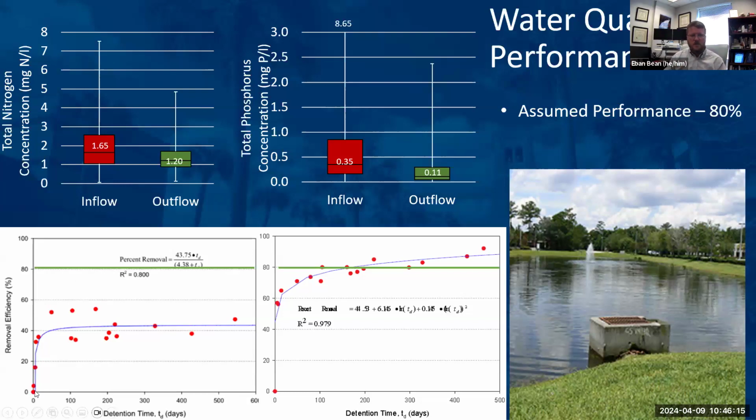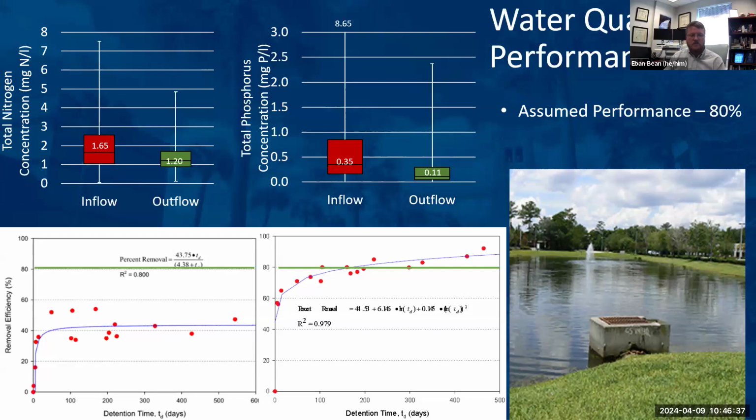So if you see here, this is the detention time, or the residence time, for water staying in a pond. And essentially, it only removes about 40% of the nitrogen that comes in after only a few days or a short duration. Here's our 80% goal, and we never meet that. So we peak at about 44% removal here.